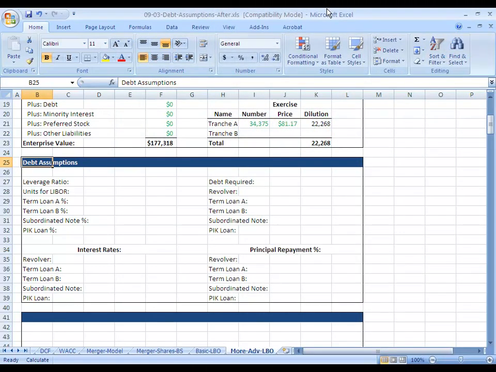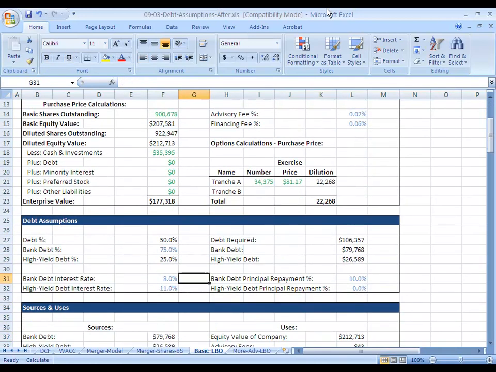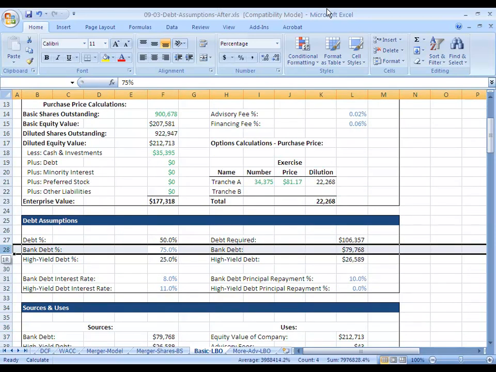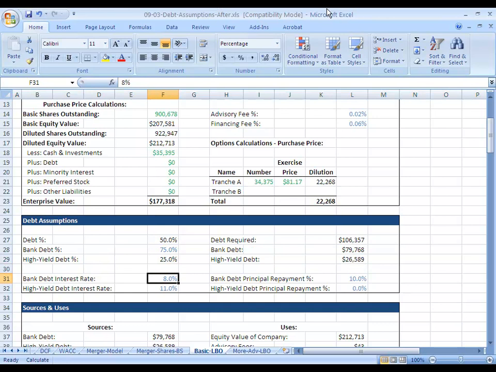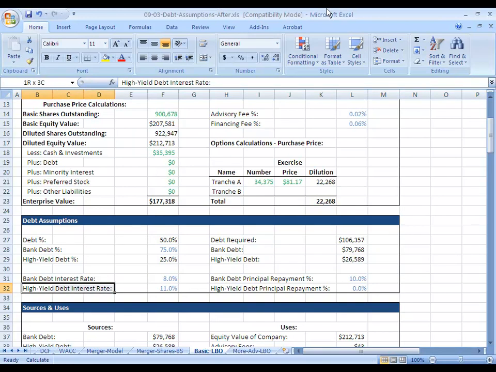In this lesson, you're going to learn about all the different types of debt that we'll be using in the more advanced LBO model. Now, in the basic model, under debt assumptions, we said that there were two basic different types of debt, bank debt and high yield debt. Bank debt appeals to more conservative investors and carries with it lower interest rates as well as a principal repayment requirement each year. And then high yield debt, by contrast, is riskier and appeals to investors with more of an appetite for risk. It has a higher interest rate than bank debt, and there is no principal repayment.